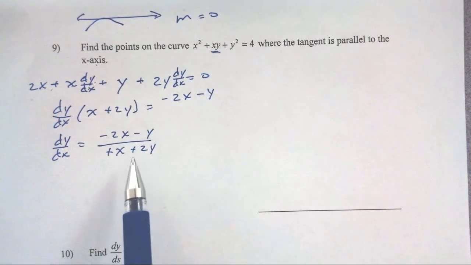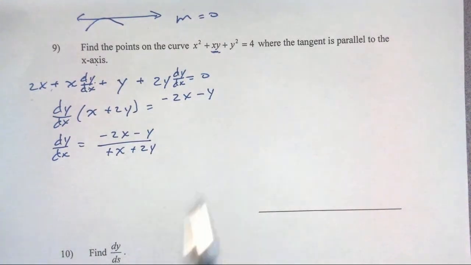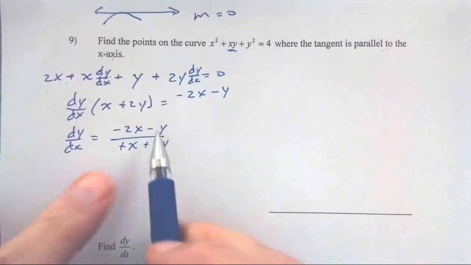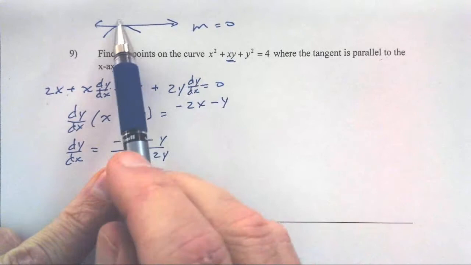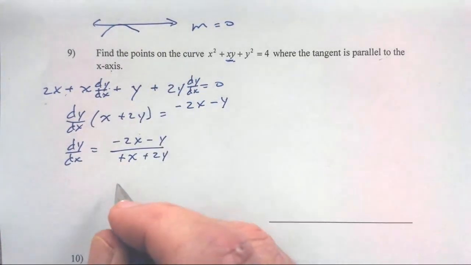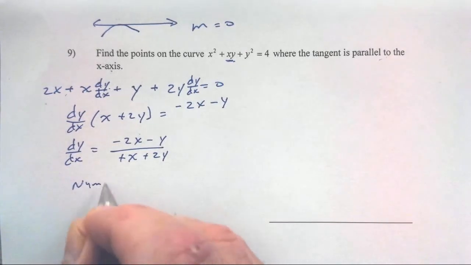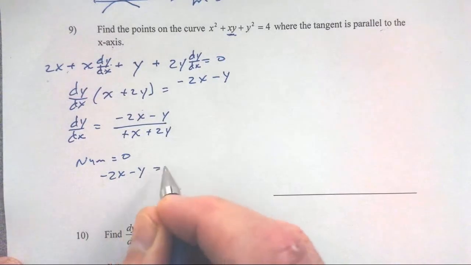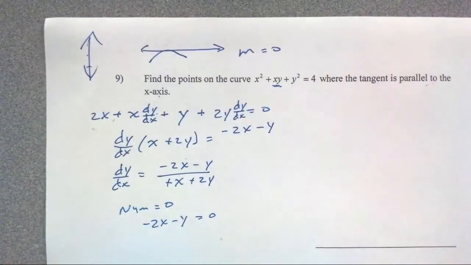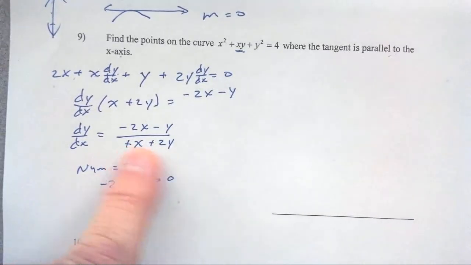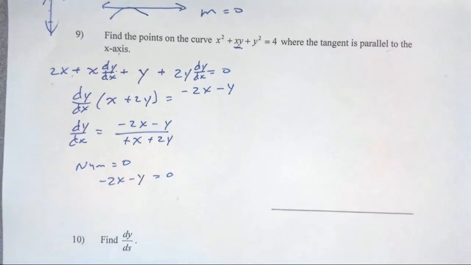Now, how could this be different? They could ask, what if it was parallel to the y-axis? Parallel to the x-axis, slope is 0, but a fraction is 0 when the numerator equals 0. So when negative 2x minus y equals 0. If they ask parallel to the y-axis, that's when the slope is undefined, and the slope is undefined when the denominator is equal to 0. So I'd set x plus 2y equal to 0.